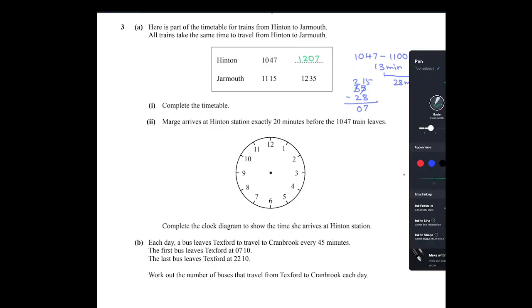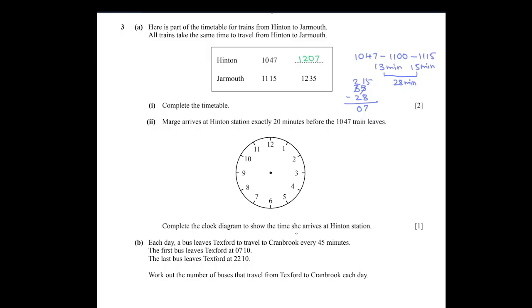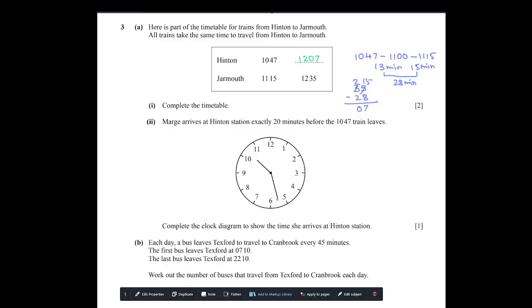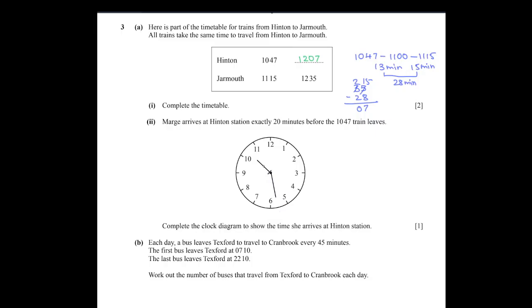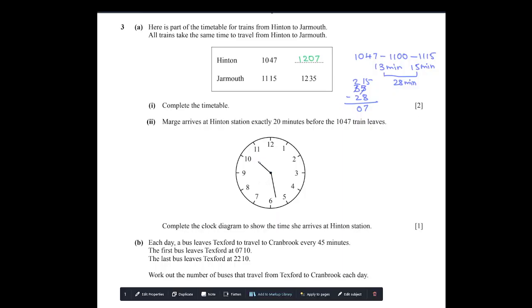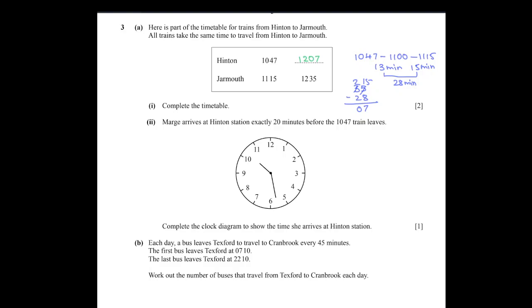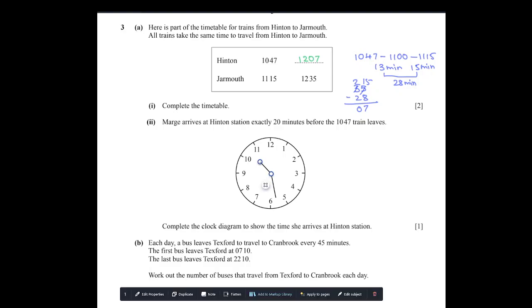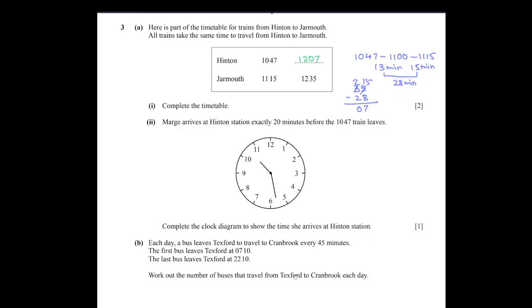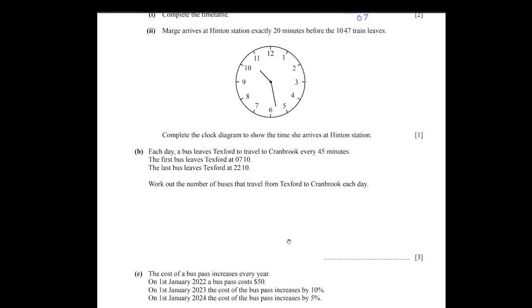So draw the clock diagram to show the time she arrives at Hinton station. When it is 27 minutes past, the small hand will be after 10 and the big hand will be here. Just make it a little bigger, a little smaller. This is done.